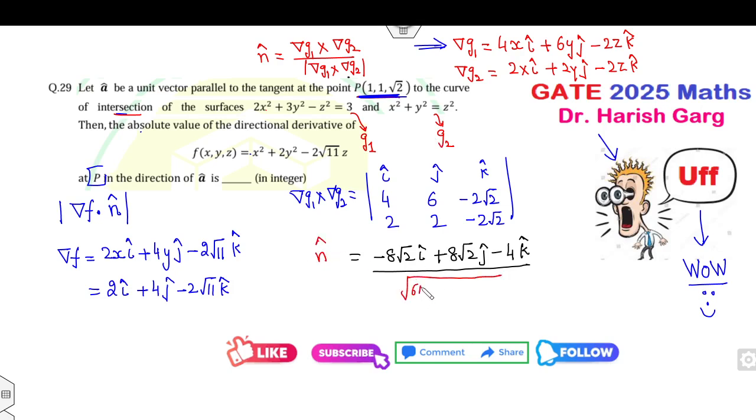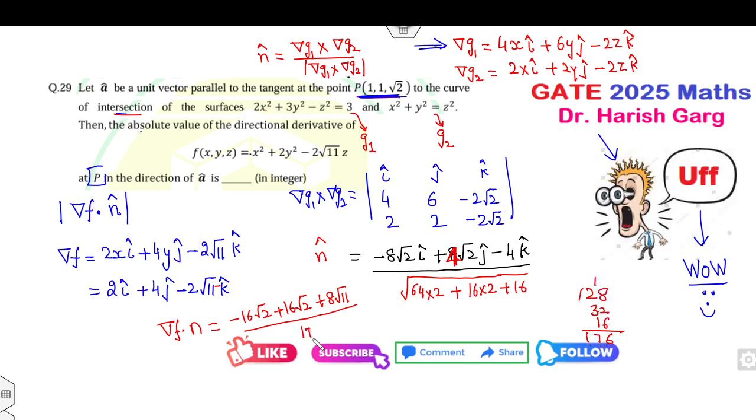So that is 64 into 2, 16. Sorry, it will be minus 8 plus 4. It's 4, sorry. So it will be 16 into 2 plus 16. Is it fine? So now you can find the dot product. Can you find the dot product of this? So it will be minus 16 root 2 plus 16 root 2 plus 8 root 11, divided by this value. It's 128, it's 32, it's 16. Fine.